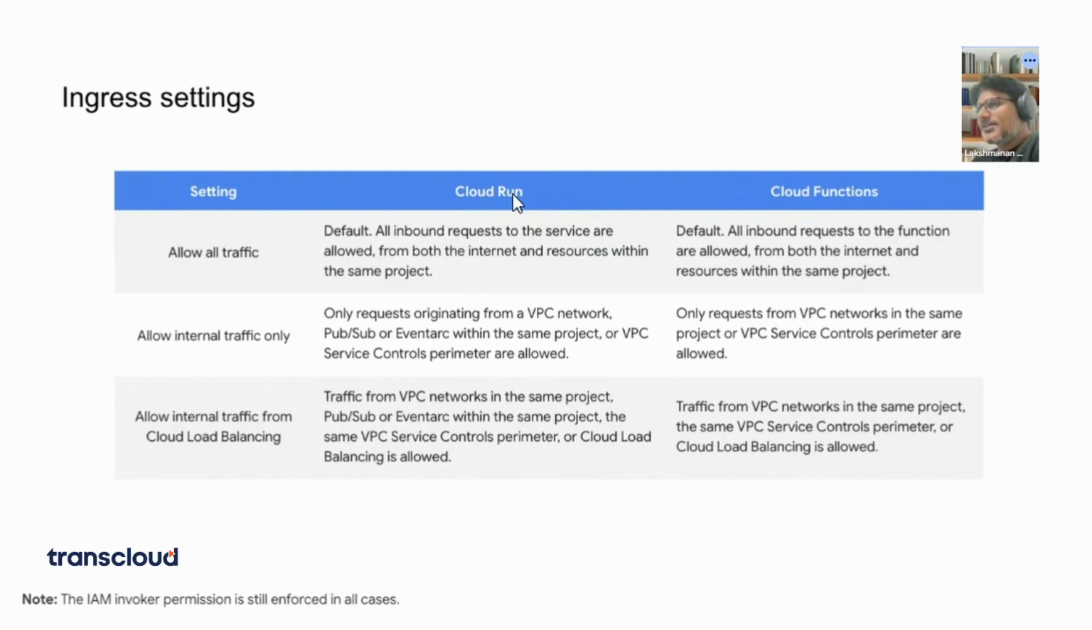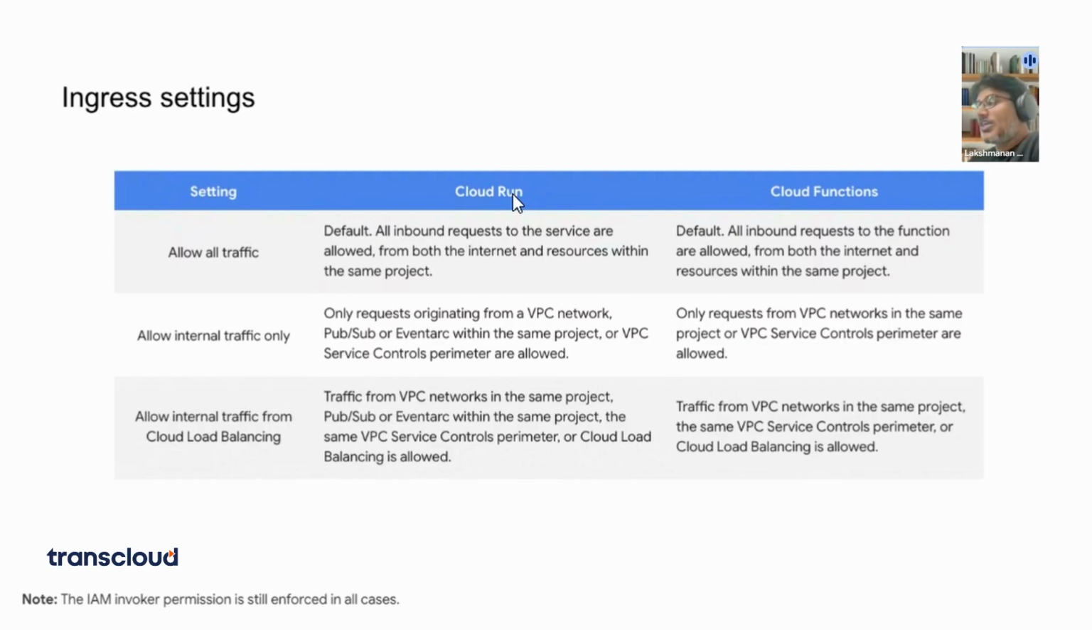So the next step is allow internal traffic, right? This prevents any request from the external world, so no external applications will be able to reach you. And even within your VPCs, let's say you have another Cloud Run from which you want to call this Cloud Run, that will be allowed again.